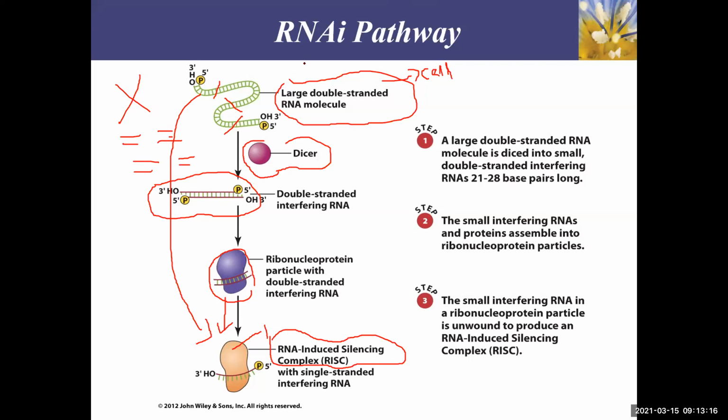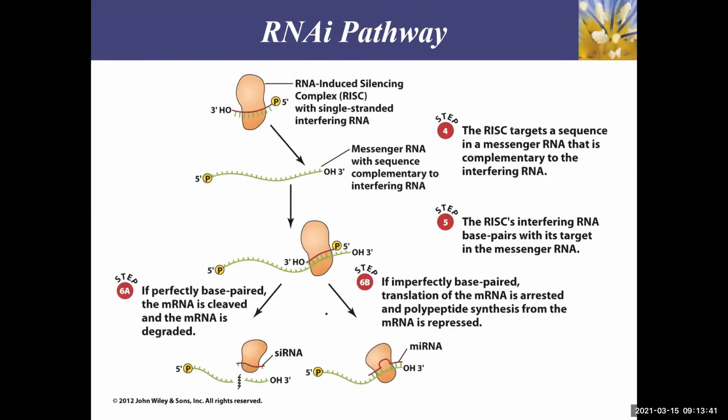We had a double-stranded RNA. We cut that RNA using a Dicer into smaller pieces. Now we have a double-stranded small piece of RNA, and it binds with a protein, which results in the formation of a RISC, the RNA-induced silencing complex. This RISC is now ready. It's like you have loaded your gun with the microRNA or the siRNA and you're ready to shoot.